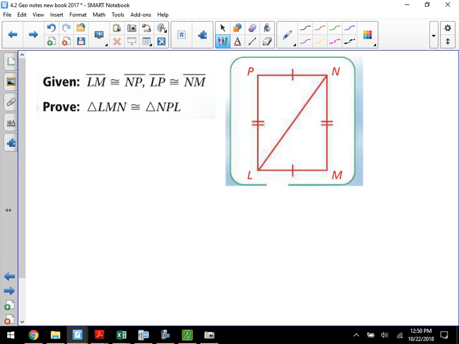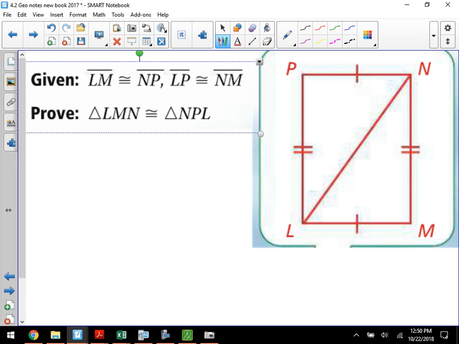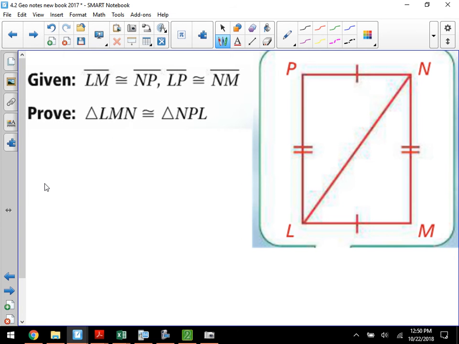A lot of times, triangle proofs will look like this. They'll give you a diagram and a very simple given and prove statement. Take a second, draw that up.